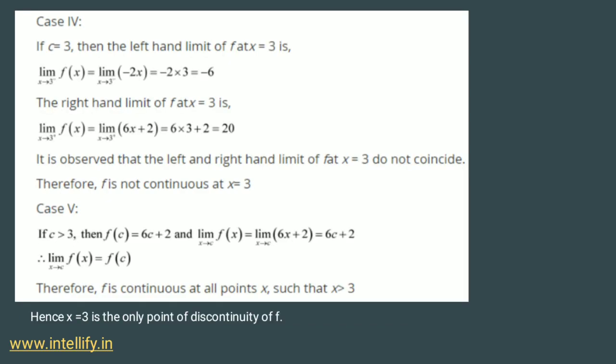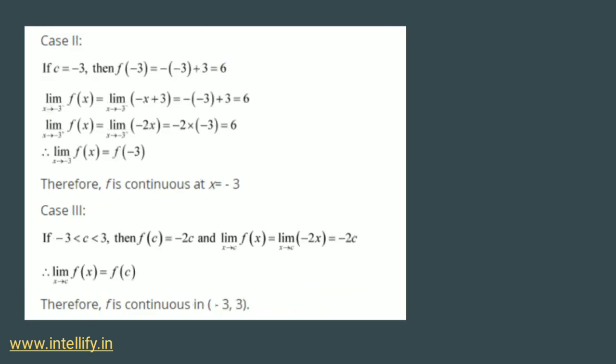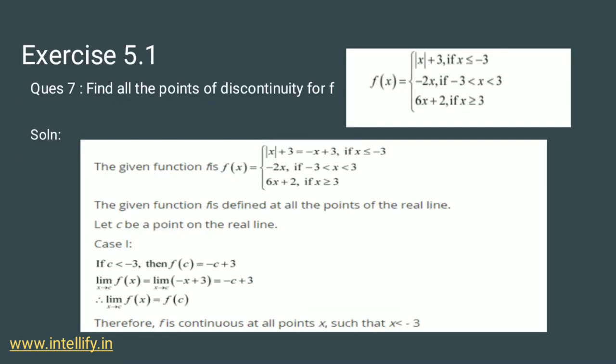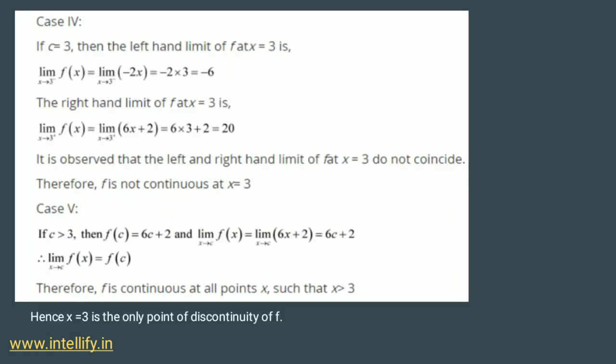Now case 4 when c is equal to 3. So the left hand limit x tending to 3 minus is equal to minus 2x. Now passing the limit we are getting minus 6. Now the right hand limit, which is equal to limit x tending to 3 plus of f(x). Now for 3 plus, that is, slightly greater than 3, therefore the 6x plus 2 function will come. So for that, 6 into 3 plus 2, which is equal to 20. So we can observe that the left hand limit is not equal to the right hand limit, therefore the limit does not exist, and therefore f is not continuous at x equal to 3.